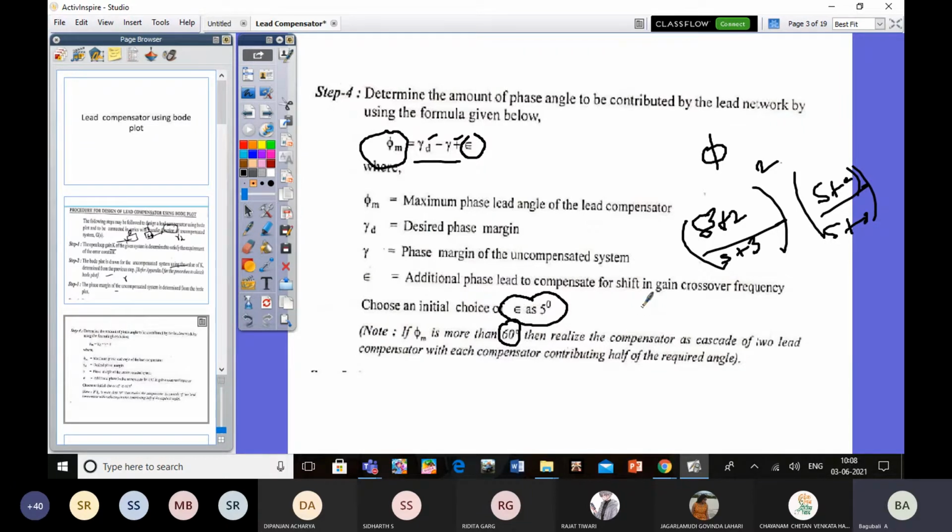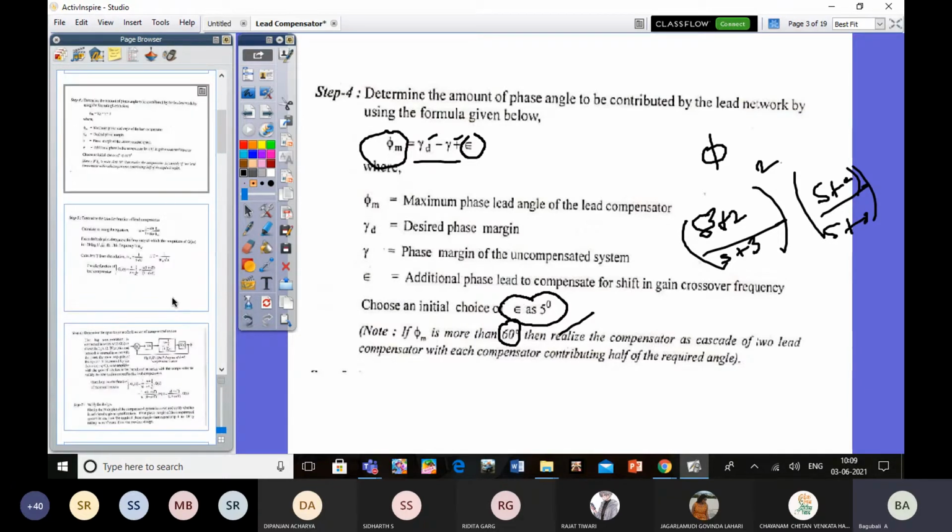I'm talking about the case if it is 60 degrees or more than 60 degrees. Then you are going to consider two systems connected in series. Okay, fifth step. Once we get phi m, we can find it. In the previous case, we determined that beta is called the system gain, that is called the lag compensator gain. Here we can call the lead compensator gain alpha.